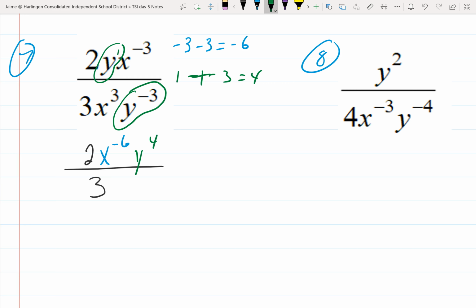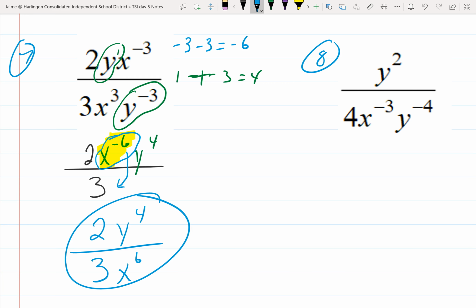If you notice, we took all the numbers from the bottom to all the exponents to the top, which is fine, right? If everything was positive, but you know that we have a problem right here. We cannot have a negative 6 on the X. So you leave everything alone except you take this X to the negative 6 and you move it to the bottom with the 3. So it's 2 on top, Y to the 4 on top, 3 on the bottom, and now the X to the 6 goes to the bottom. And that's your answer.